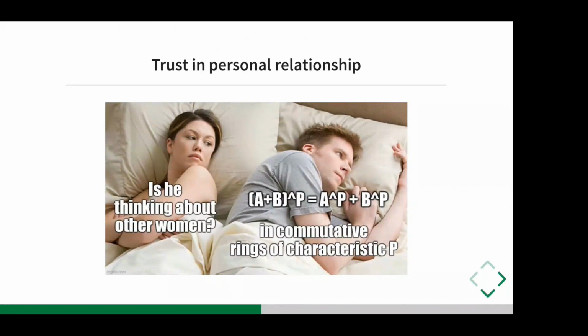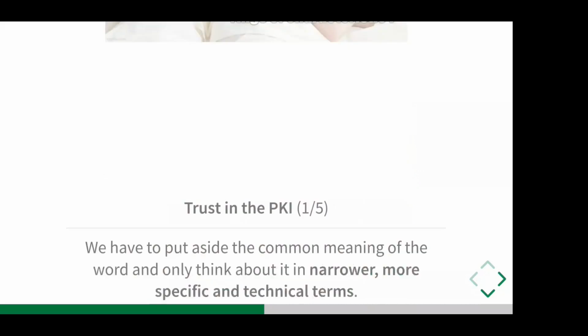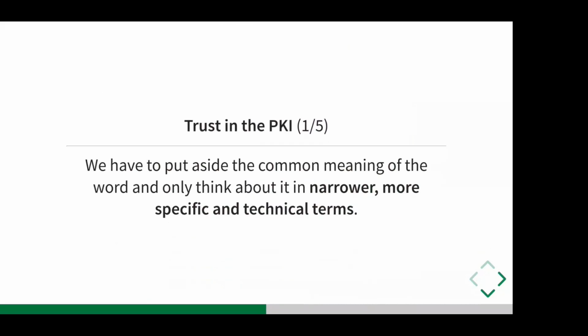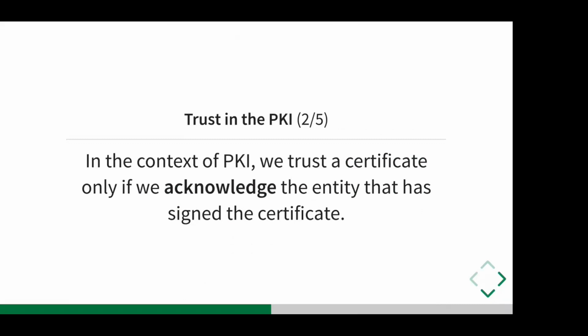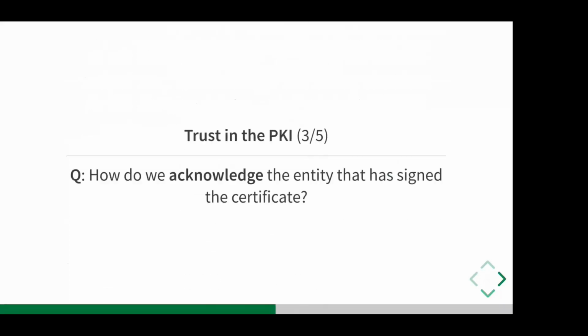But of course, we are not talking about personal relationships. We are talking about a technical context. So the way we're going to define trust is going to be way more specific, way more narrow. So in the context of the PKI, we trust a certificate only if we acknowledge the entity that has signed the certificate. Okay, what does it mean? We acknowledge. How do we do this acknowledgement?